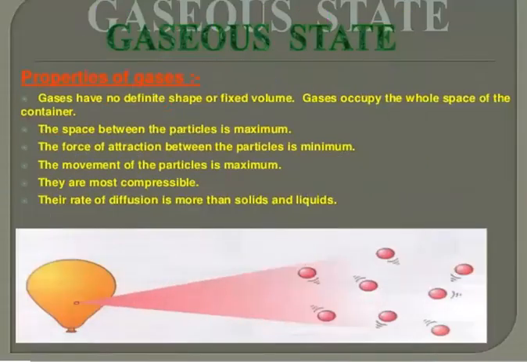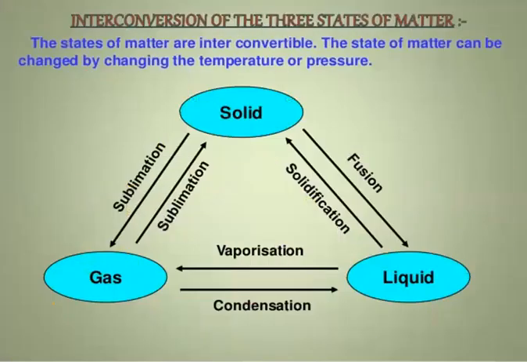Properties of gases. Gases have no definite shape or fixed volume. Gases occupy the whole space of the container. The space between the particles is maximum. The force of attraction between the particles is minimum. The movement of the particles is maximum. These are most compressible. Their rate of diffusion is more than solids as well as liquids.